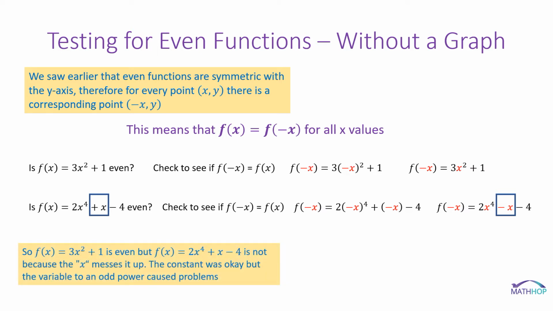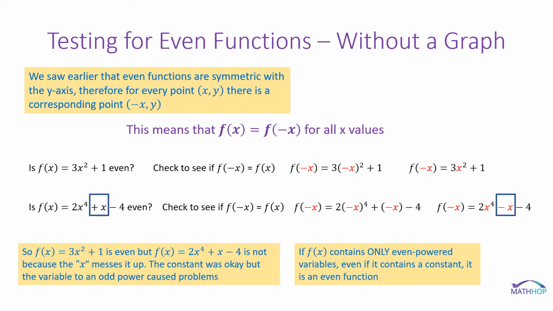I'm going to give you a little trick. Not a lot of people teach it. I don't know why people don't like it. If you do this test enough times, this will become apparent to you. We saw that 3x squared plus 1 is even, but 2x to the 4th plus x minus 4 is not even. And it's the x that messes it up, right? It was this x to the 1st power that messed it up. The constant was okay. Both equations had a constant, and this was even with a constant. But because we had a variable to an odd power, a variable that was not to an even power, the function was not even. This gives us the rule that if a function contains only even powered variables, even if it has a constant, it is an even function.